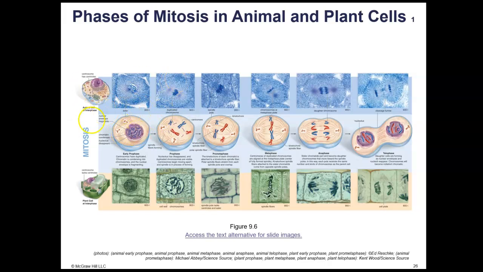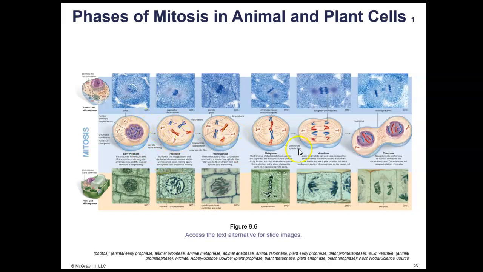So in early prophase, you can start to see these structures called the centrosomes, and the two barrel-shaped structures are the centrioles. Those centrosomes are going to start moving to opposite ends of the cell. The nuclear envelope will begin to disappear. The nucleolus will disappear. Chromatin is beginning to condense and form into chromosomes.